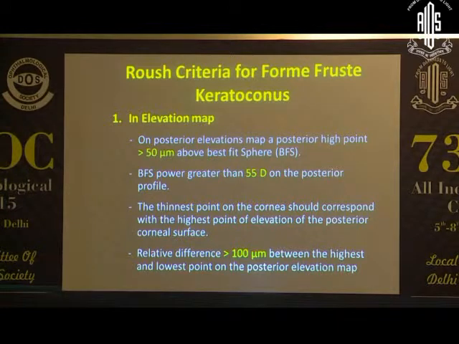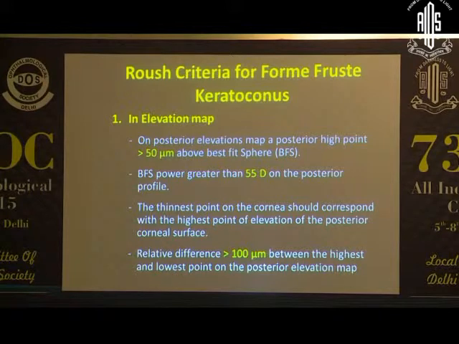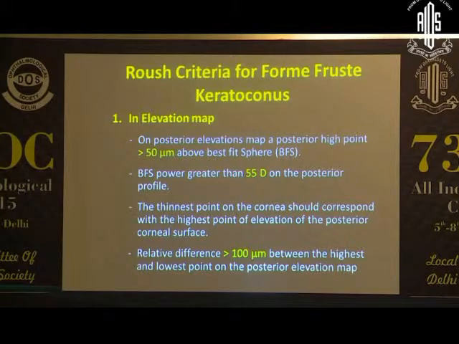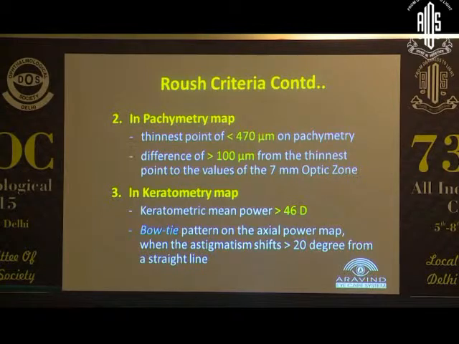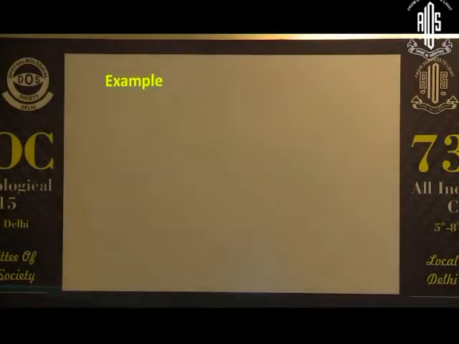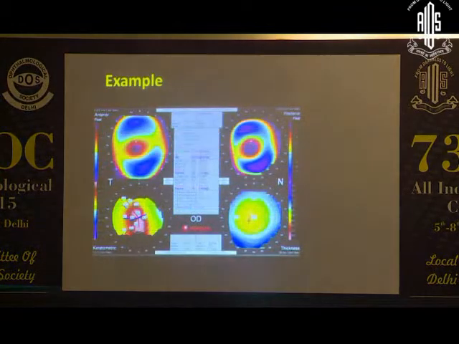Other people have also added criteria, like Ross criteria. This also shows the posterior elevation map with a high point of more than 50 microns in the best fit sphere, and a BFS of more than 55 diopters in the posterior profile. The thinnest point on the cornea should correspond to the highest point in the elevation of the posterior corneal surface, and a relative difference of 100 microns between the highest and lowest point in the posterior elevation map. So I'll go through a map, for example, so it will be easy for us to understand now.